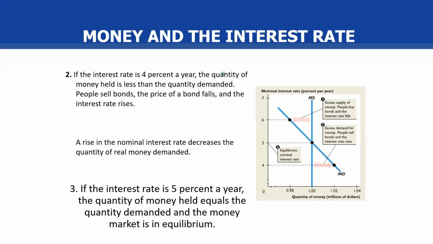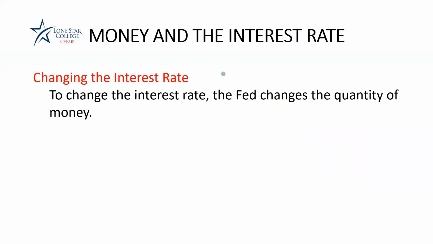We talked about equilibrium. We talked about the shape of MD, the shape of MS. We talked about the factors that can shift our MD, like price level, real GDP, technology, how we're going to use basically our money. But we didn't talk about the factors that can shift our MS. Remember that our MS, our money supply, will change only when the Federal Reserve wants to change it, okay?